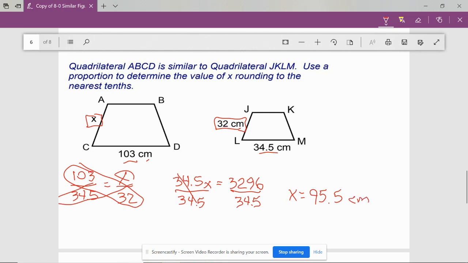Now, when we talk about nearest tenths, we're talking about that one place after the decimal. So make sure we're going to have point something. So we're going to go to one place after the decimal. So that's what we mean by rounding to the nearest tenth. It says round to the nearest tenth. This is what we're talking about, this right here.